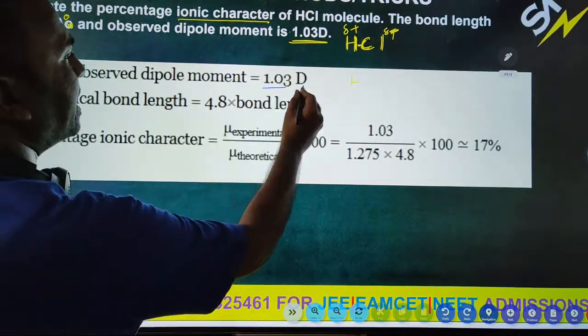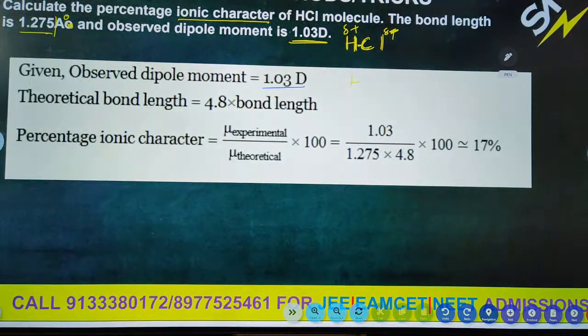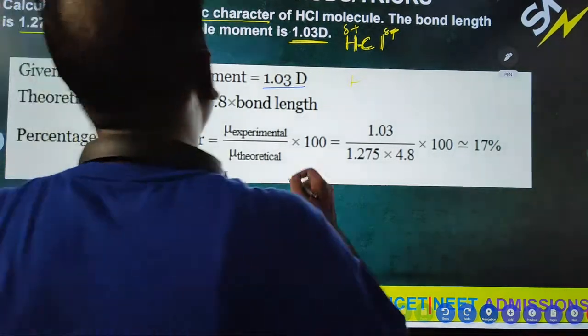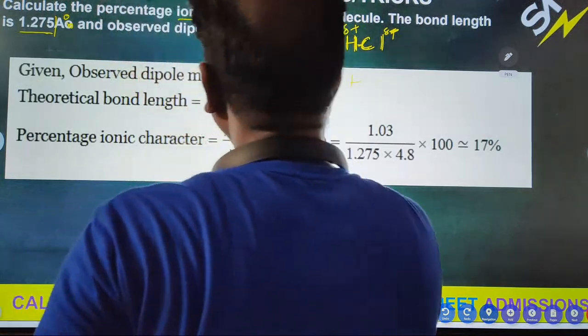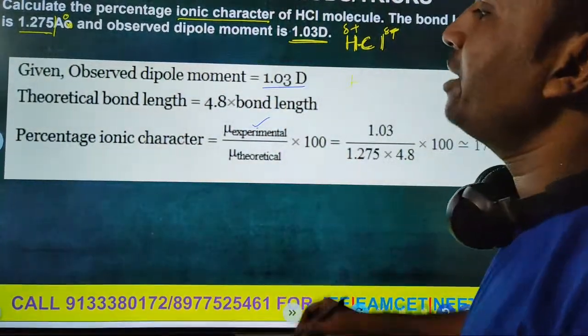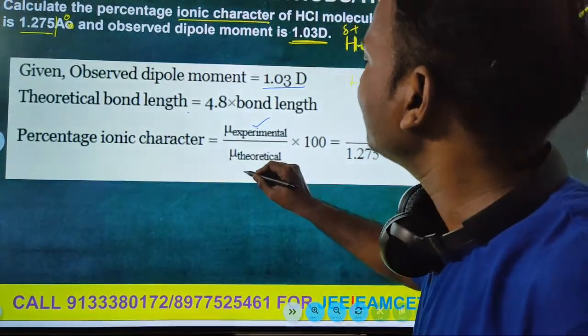1.03 Debye is the experimental value, it is a given. Next, theoretically the bond length is 4.8 times the bond length, according to the theory. Now, for the percentage of ionic character, we need the experimental dipole moment and the dipole moment we got from the theory.